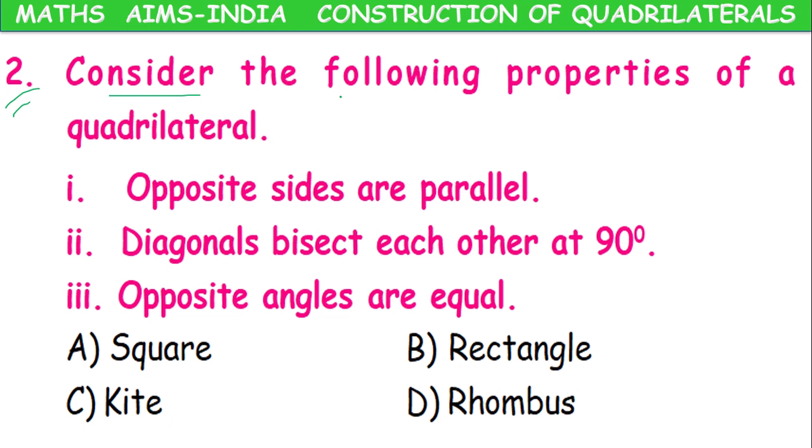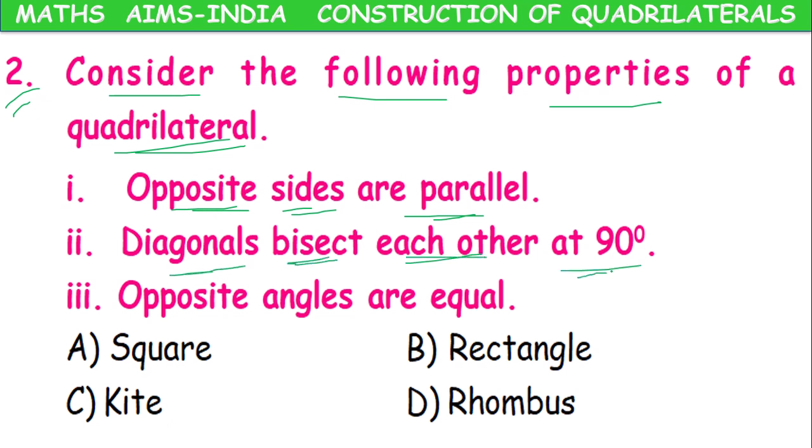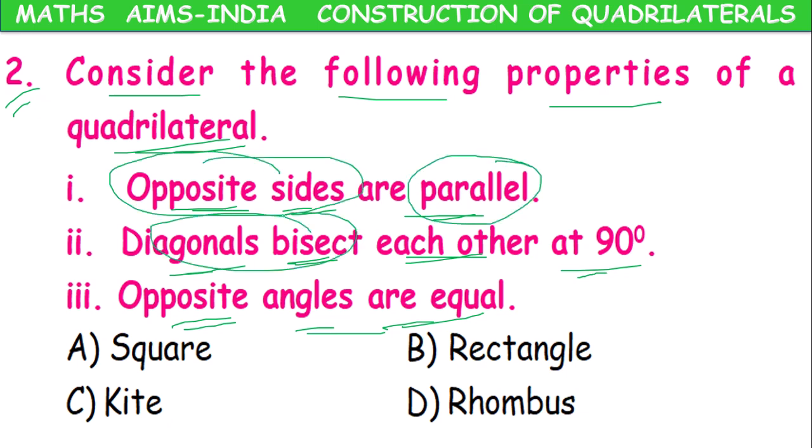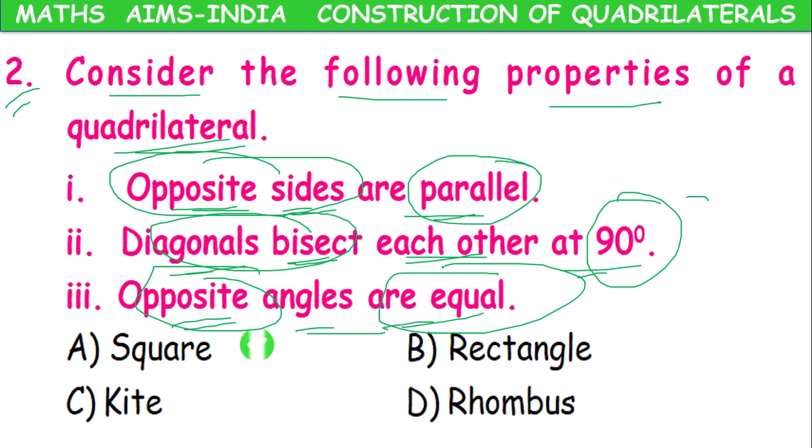Next, consider the following properties of a quadrilateral. Opposite sides are parallel. Diagonals bisect each other at 90 degrees. Opposite angles are equal. These all properties are obeyed by a square. In a square, opposite sides are parallel and opposite angles are equal. Diagonals bisect each other at 90 degrees. So the correct answer is square.